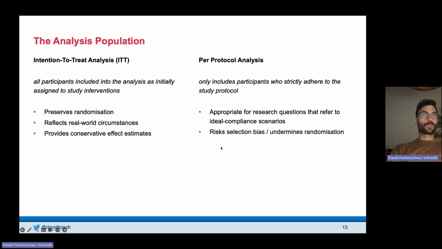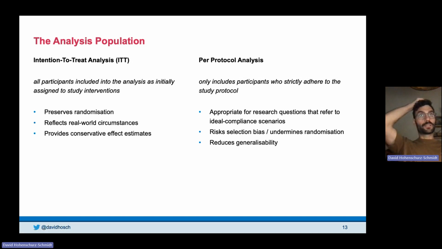However, excluding anyone from the study might risk selection bias. So you might exclude, like I said before, the sicker patients, the patients with high disability levels, the people with certain preferences or certain characteristics that might actually make them more or less likely to respond, and thereby you're undermining randomization and you're biasing your findings.